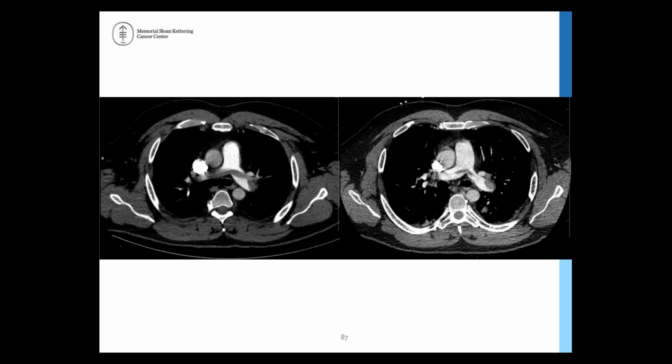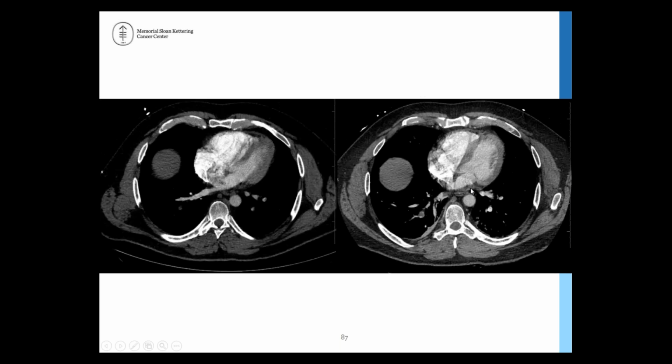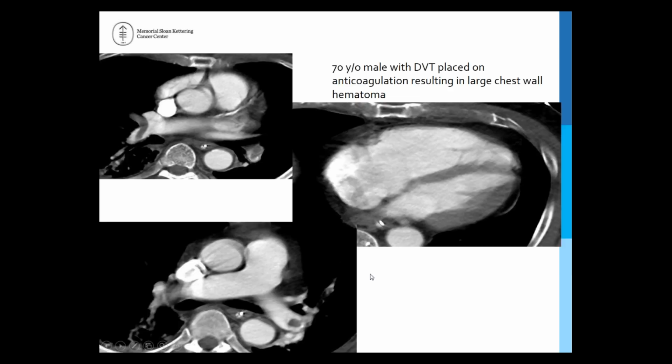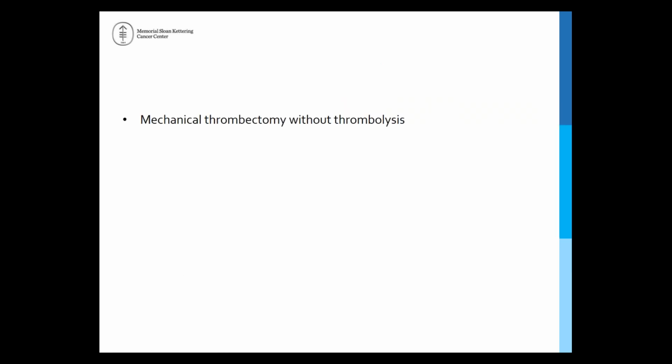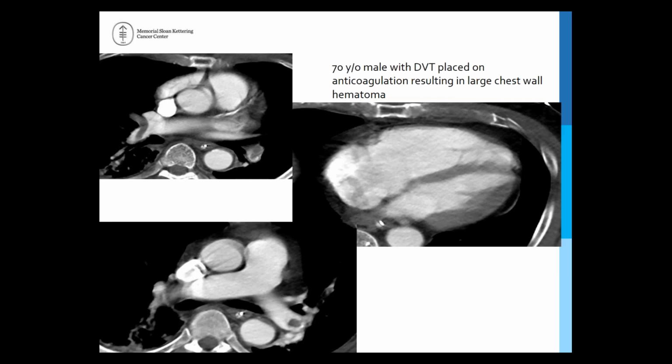All right, so this is a patient that underwent this procedure, and you will see that the saddle pulmonary embolus is not completely resolved, but it's a lot better. And more importantly, the right ventricle, left ventricle ratio is normalized. So we can perform mechanical thrombectomy without thrombolysis. You do not have to back it up with thrombolysis if you don't have to.